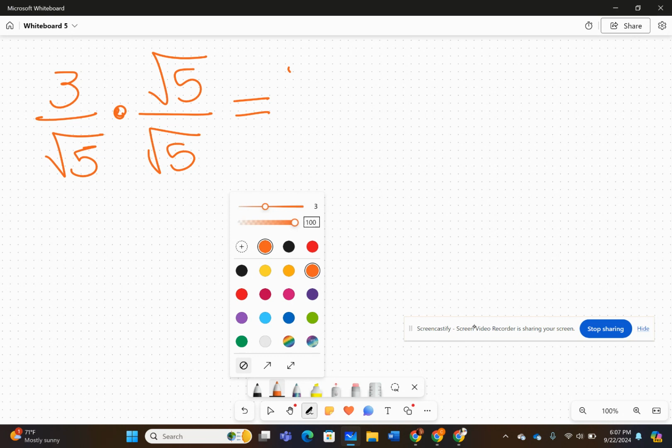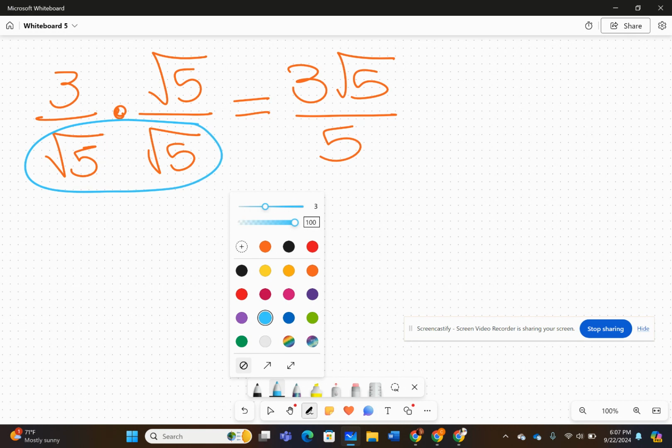So 3 radical 5 over the whole number 5. The whole purpose of this is so that your denominator becomes a rational number. That's why you're choosing two things that will end up equaling a rational number. So when you square a square root, those cancel because they're inverse operations. So that's always going to be the radicand.